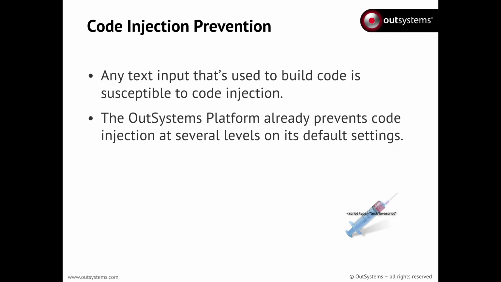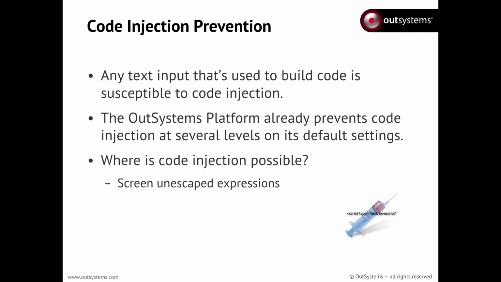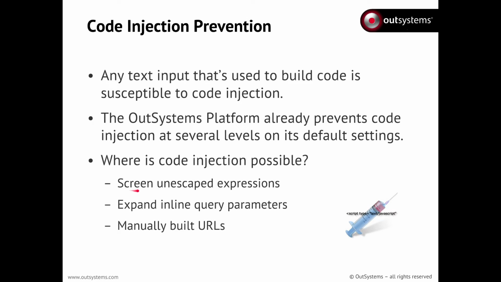The OutSystems platform, by default, already prevents code injection at several levels. Where is it still possible? Well, when you open up that possibility. You have screen unescaped expressions, and in those you need to explicitly set the expression to being unescaped, because by default it's escaped, which means it's protected against injection.